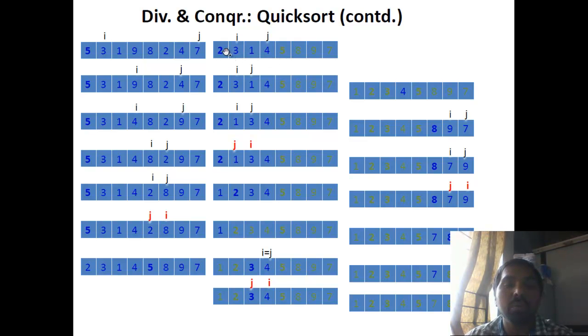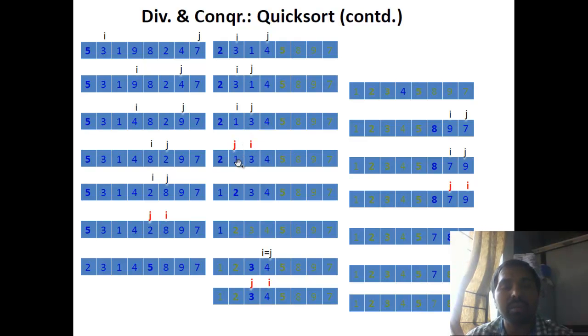So now 2 is the pivot element of this subarray, 3 is the I position element, and 4 is the j position element. 3 is greater than 2 and 4 is not less than 2, so we can swap these two, 1 and 3. So again, I moves forward, and j moves to the left side. So j and I are crossing.